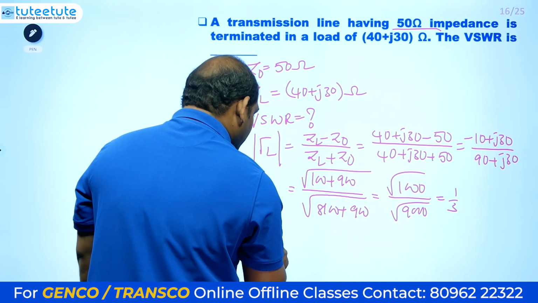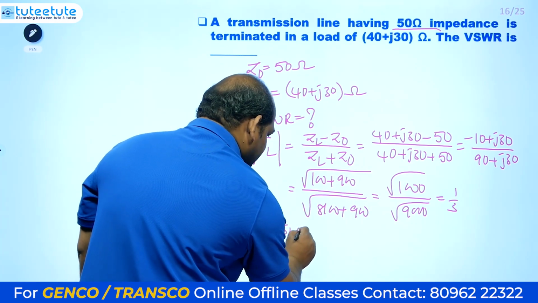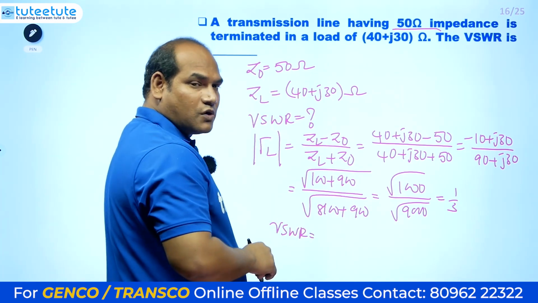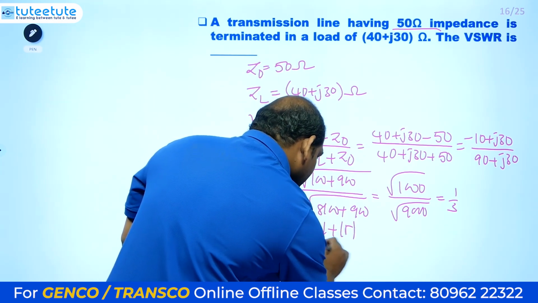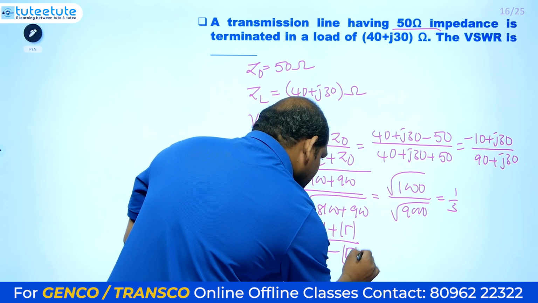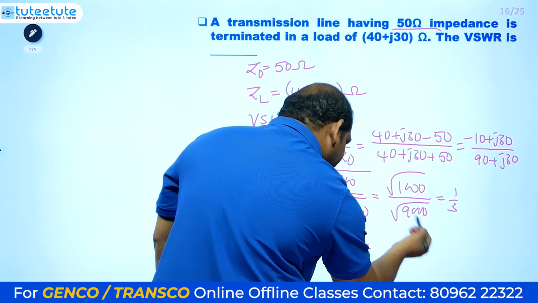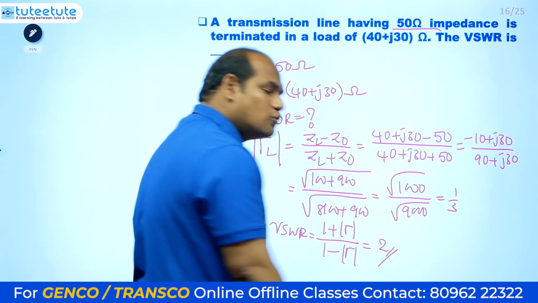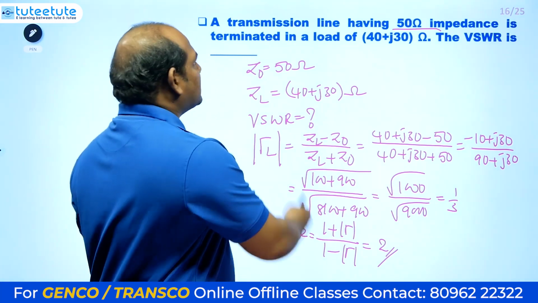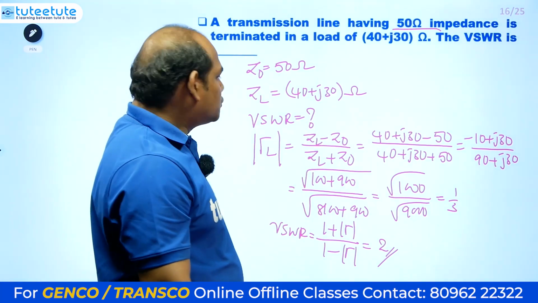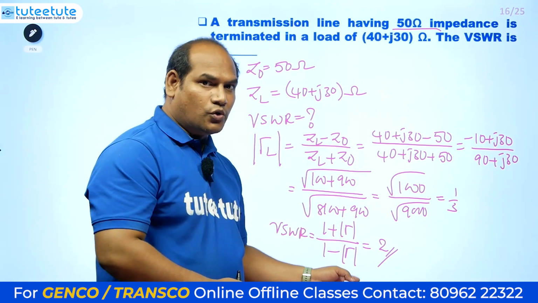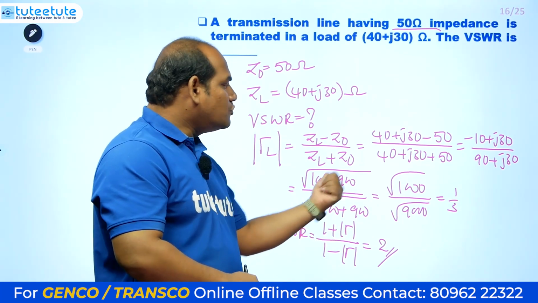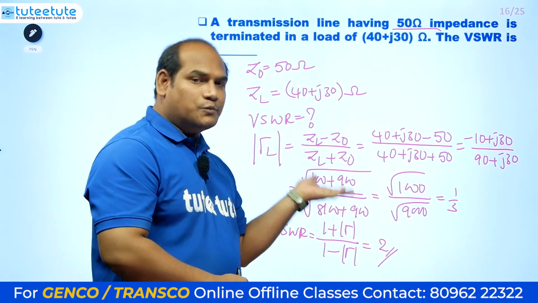When gamma is 1 by 3, for VSWR in terms of gamma we have the formula: VSWR is 1 plus mod gamma by 1 minus mod gamma. When you substitute gamma as 1 by 3, you will get VSWR equal to 2. So that is the VSWR value. You need to know the analysis of VSWR in terms of gamma, and gamma is to be calculated by using the impedances.